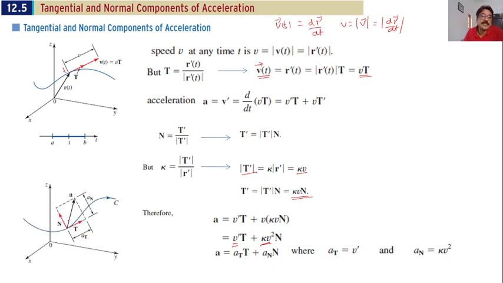So if this is the picture here, acceleration is acting along, this is the unit tangent vector, and this is the unit normal vector. And this acceleration you can write in terms of a_T and a_N, where a_T and a_N are the acceleration components along the tangent vector and along the normal vector.